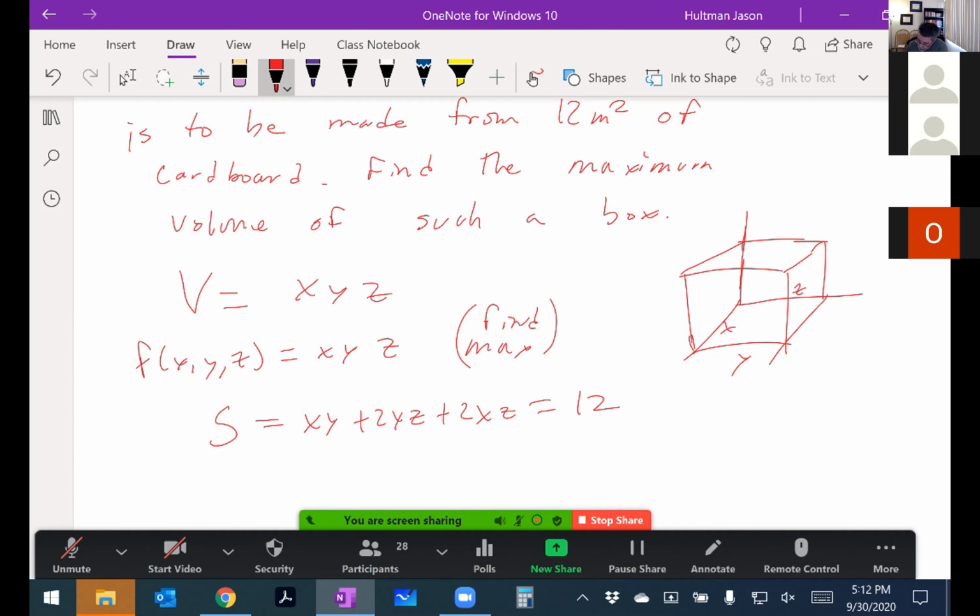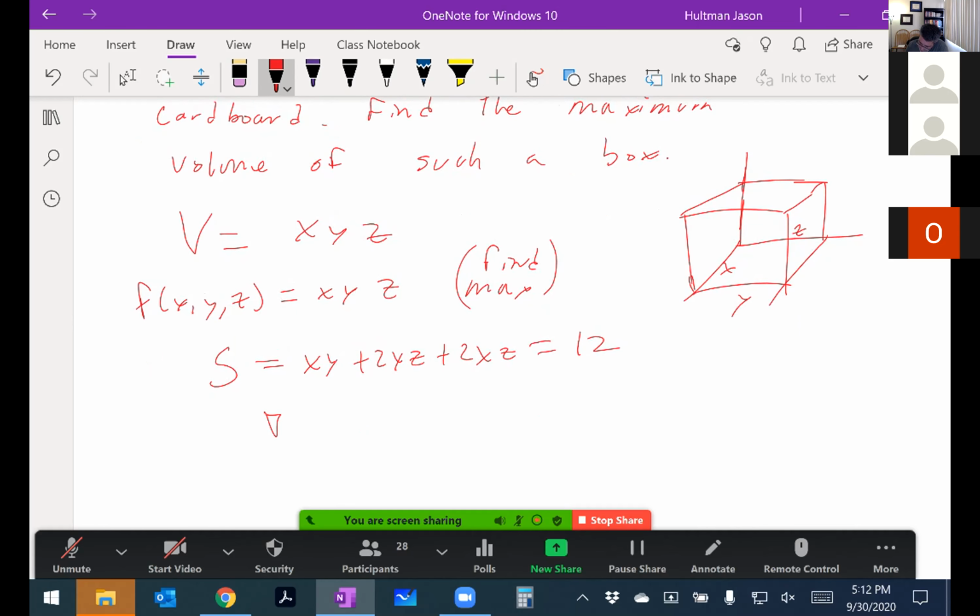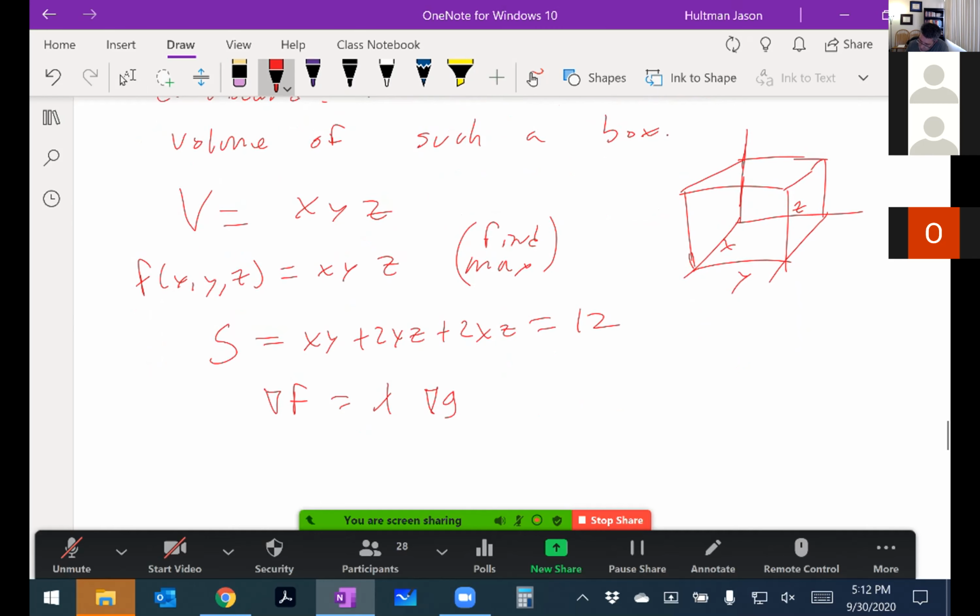So now what do we want to do? We're going to take del F equal to lambda del G, right? So what's del F? Well, that's the partials: F sub X, F sub Y, F sub Z is equal to lambda times G sub X, G sub Y, G sub Z. It's the gradient.